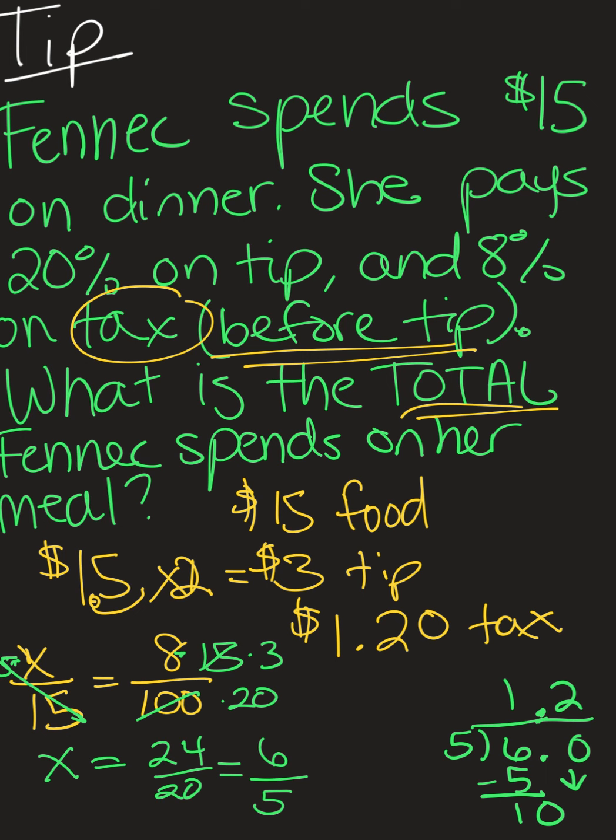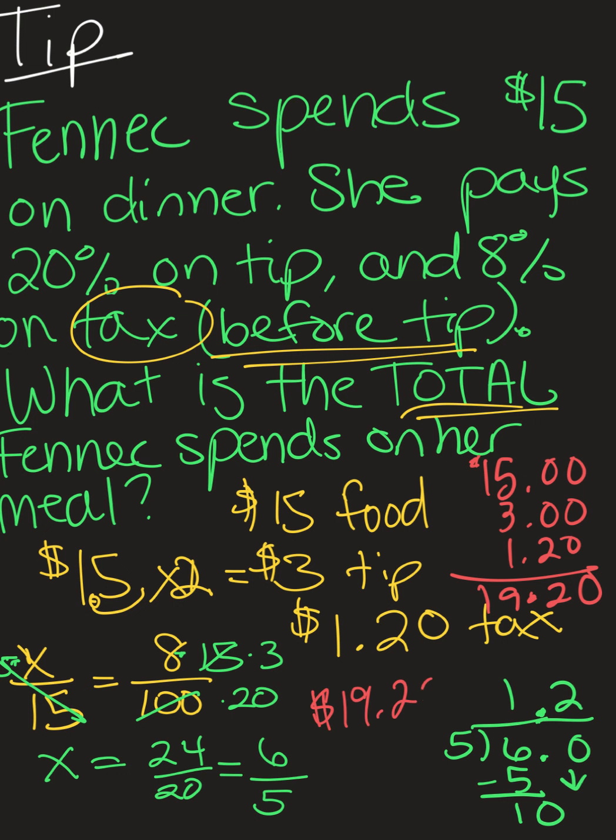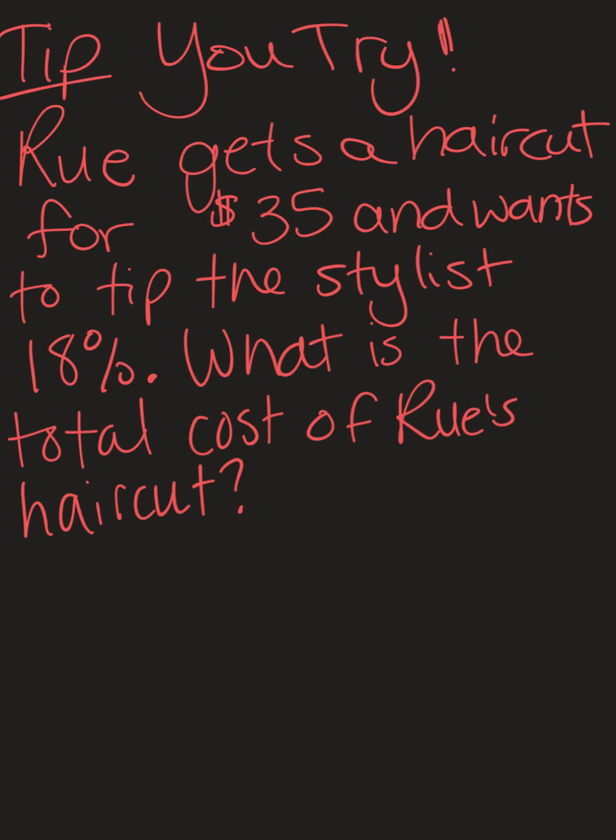The most important thing to remember is if you're doing this on paper, you need to line up your decimal places. So I have 15.00, 3.00, and 1.20 for my totals. When I add everything up, I get 8, 9, and oops, I don't carry a 1. So I have $19.20 is the total that Fenix spent on her meal, including the food, the tip, and the tax.